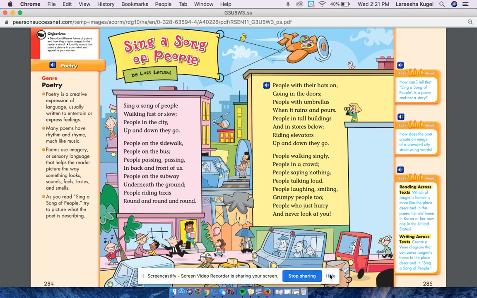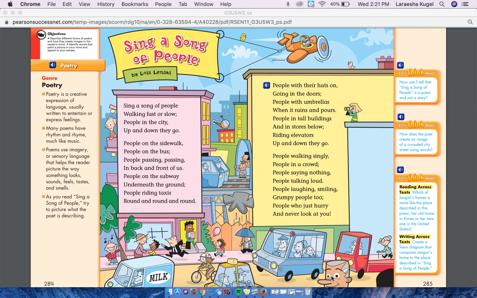Okay, today we're going to work on a poetry selection. And we can see here that we have the genre is poetry. And to go over what poetry is, I want you to follow along as I read. Poetry is a creative expression of language, usually written to entertain or express feelings.